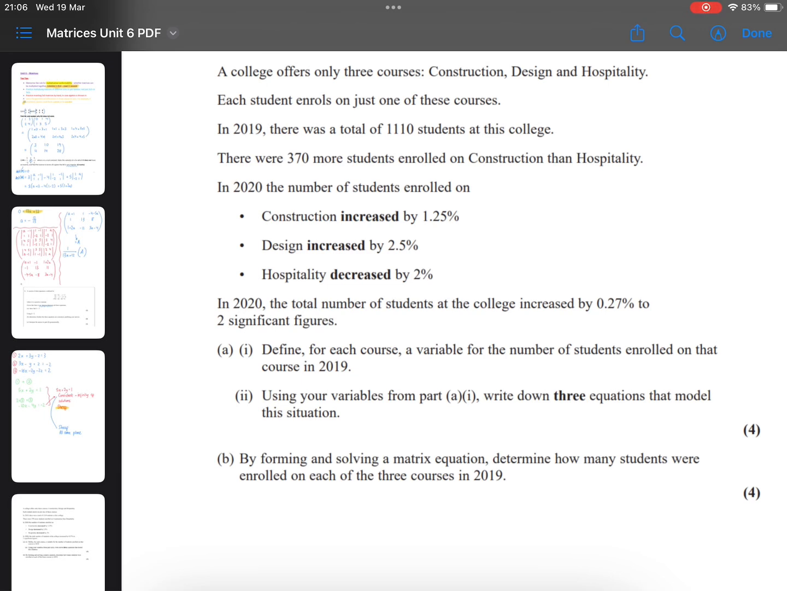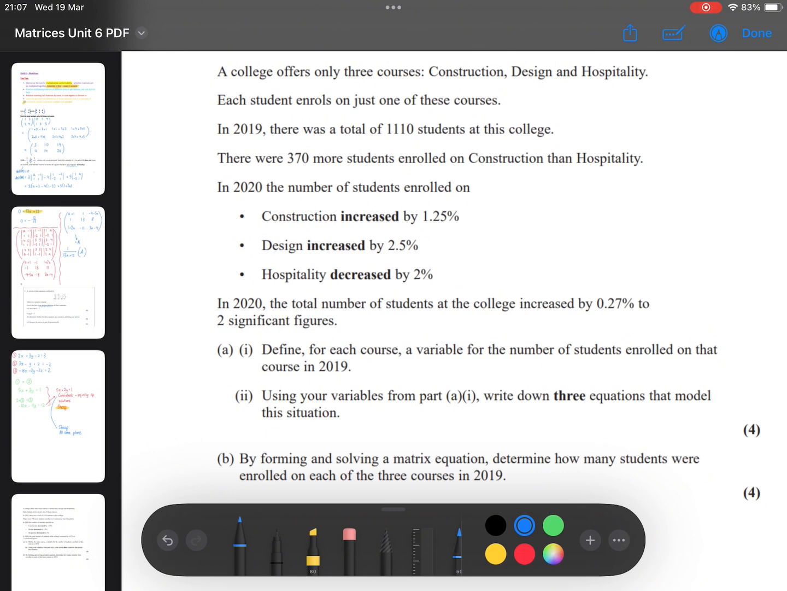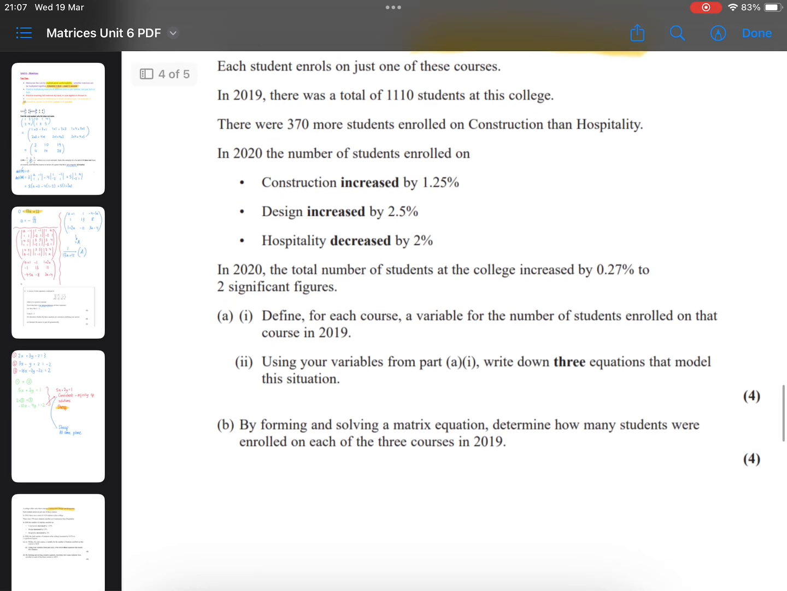So now we've got a simultaneous equations question where there is a unique solution. These questions tend to be about being able to formulate the equations just as much as being able to solve them using a standard method. So this question is about a college offering 3 courses, construction, design and hospitality. It's all about just picking the relevant information from the question. It really doesn't matter what the question's about.